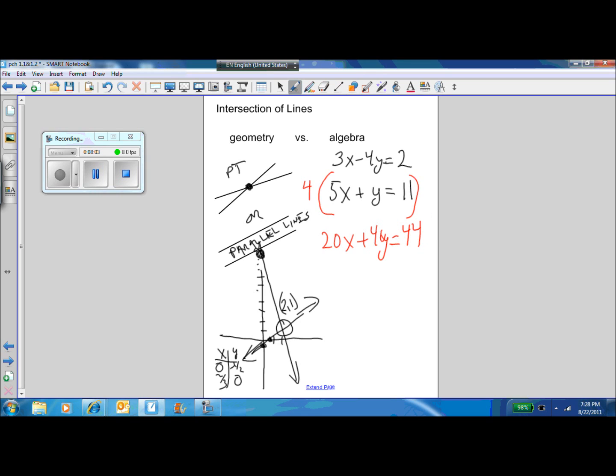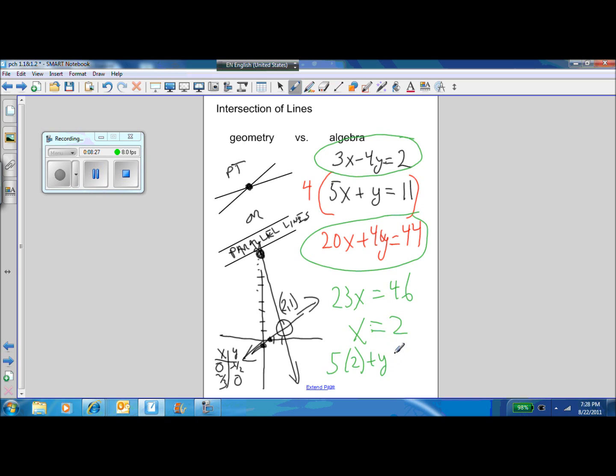Now you can take those two equations, and when you add them up, you're going to get 23x. The -4y and 4y cancel out, equals 46. And look at that, x equals 2. Then you sub back into either of the original equations to come up with what y is. 5 times 2 plus y equals 11, so y equals 1. So there's our algebraic approach to coming up with the answer.